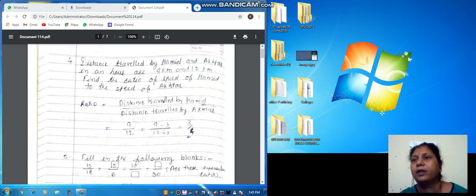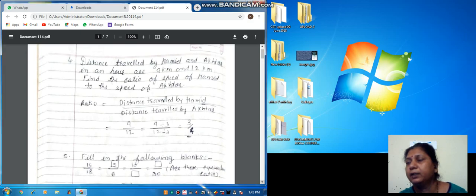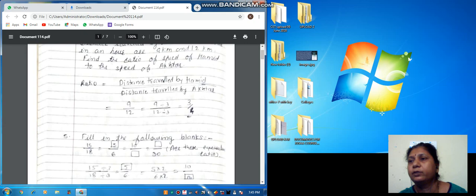Distance traveled by Hamid and Akhtar in an hour are 9 km and 12 km. Find the ratio of the speed of Hamid to the speed of Akhtar. So ratio is equal to distance traveled by Hamid upon distance traveled by Akhtar. Distance traveled by Hamid is 9 and by Akhtar is 12, so it is 9 upon 12. 9 and 12 both are in the table of 3. So 3 3s are 9 and 3 4s are 12. That is 3 upon 4. Now next.